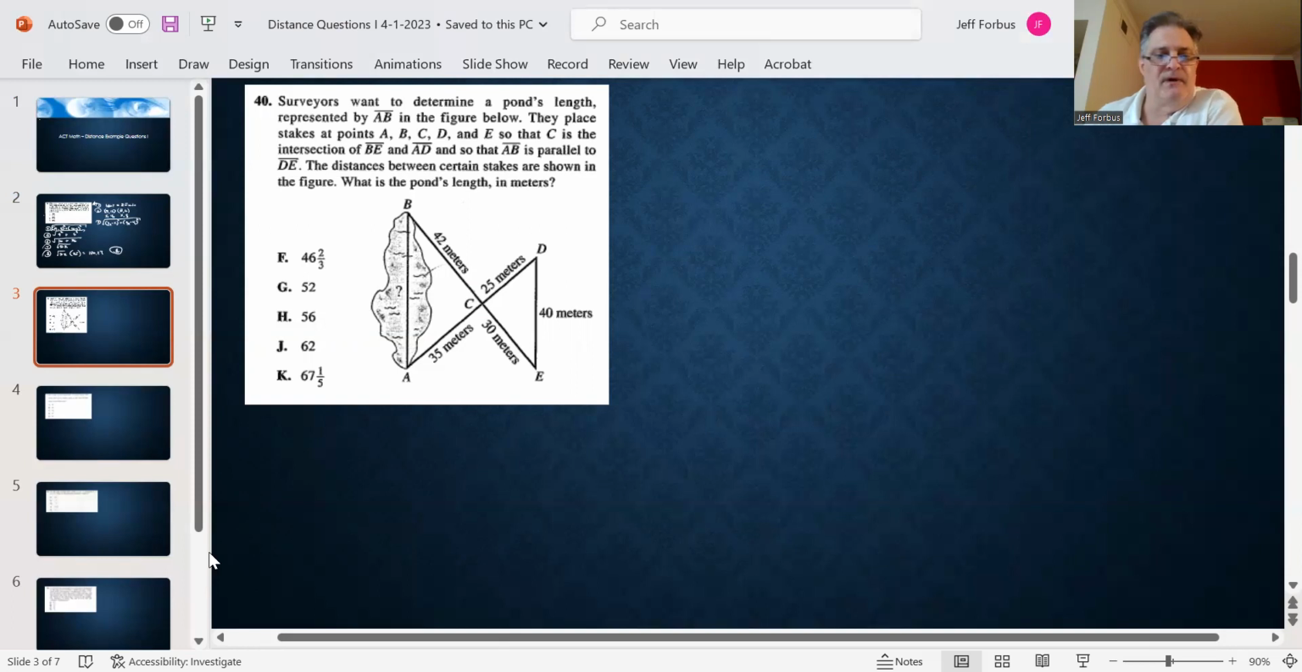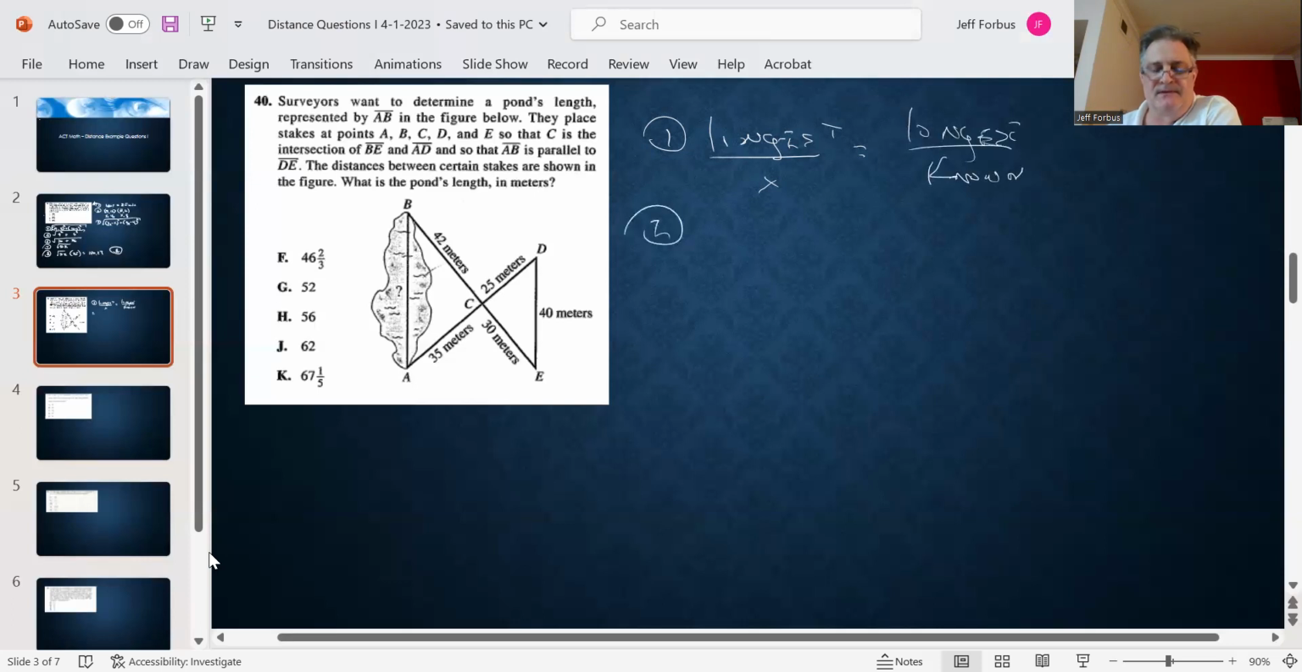So we're looking for AB. AB is the longest, so I'm just going to say the longest in relationship to X, which would be equal to the longest in relationship to the known.